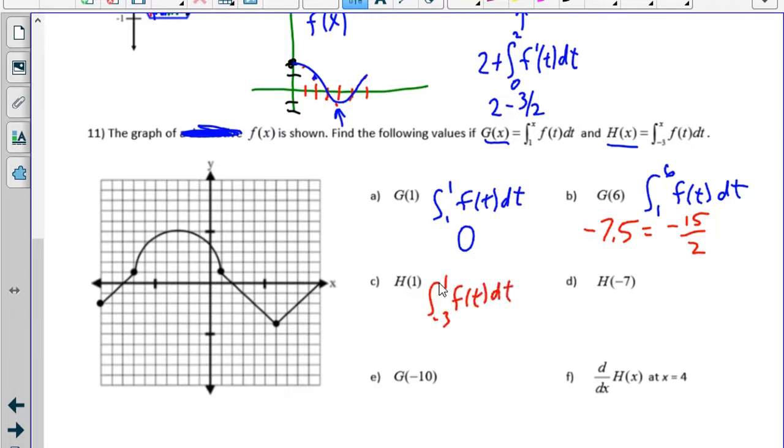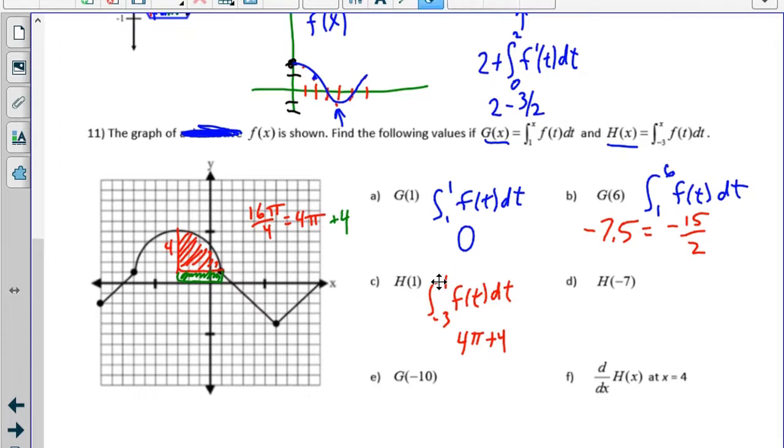Part C, we have h of 1, which is the integral from negative 3 to 1 of f of t dt. And in order to do that, I look at from negative 3 to 1, and that looks like a quarter of a circle plus this rectangle. So the circle has radius 4. So I get 16 pi divided by 4, which is 4 pi. And then I add the area of the rectangle, which is 4. So this is 4 pi plus 4.